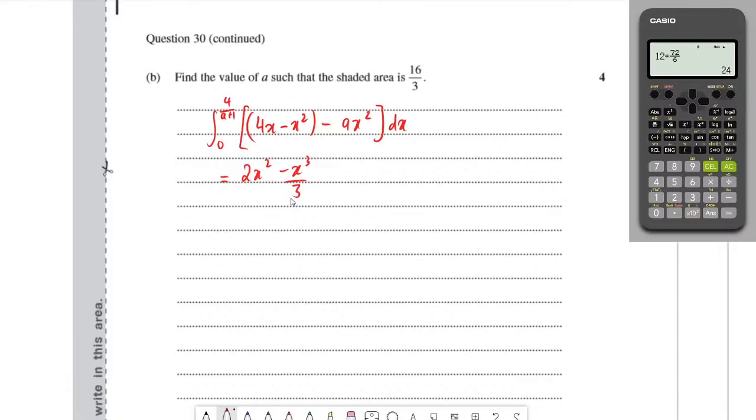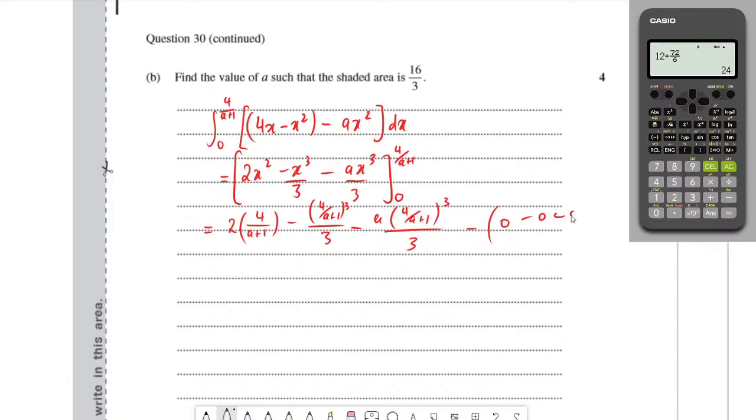Minus ax cubed on 3, and it's going to be from 0 to 4 on a plus 1. So we're going to get two lots of 4 on a plus 1. Well, the 0 is going to cancel everything out, so it's not going to be an issue. 4 on a plus 1 cubed over 3 minus a lots of 4 on a plus 1 cubed on 3. And it's going to be minus 0, so we don't need that bit.